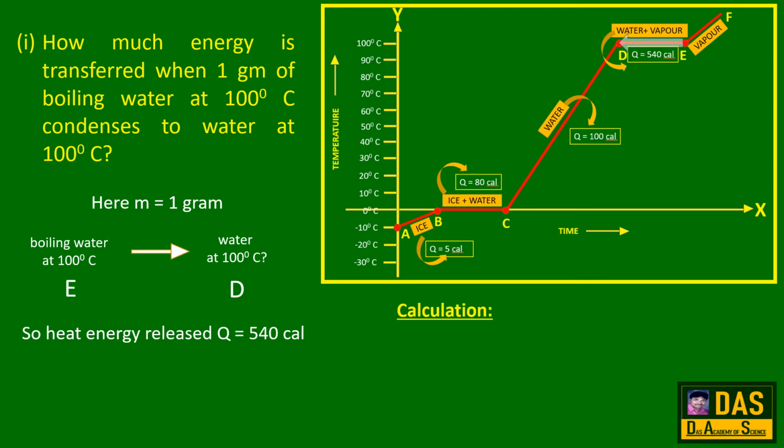We can do this by calculation also by using the formula Q equal to m L_V, where m is the mass of the substance and L_V is the latent heat of vaporization. Here m is 1 gram and the latent heat of vaporization of water is 540 calories per gram. So 1 into 540, that is 540 calories. This is the heat required to convert 1 gram of steam at 100 degrees Celsius to 1 gram of water at 100 degrees Celsius.